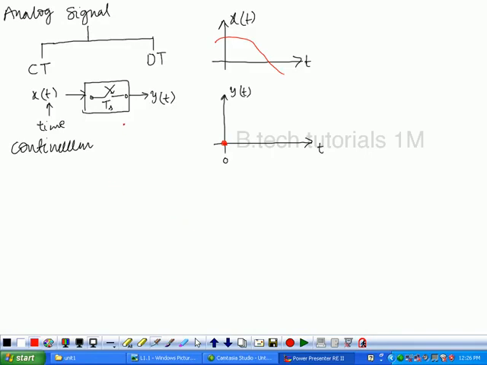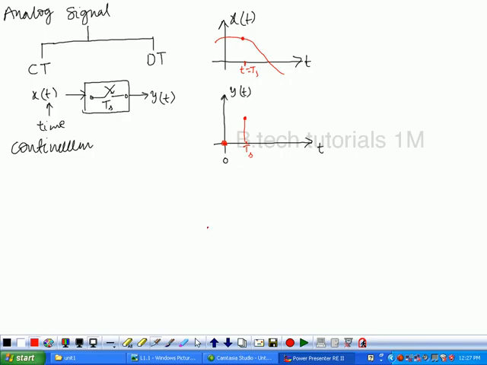Now, close it. Close the switch at t equivalent to Ts. At t equivalent to Ts, the switch is closed. What is the output now? Output is equivalent to input. So here, this is the value t equivalent to Ts. At t equivalent to Ts, what is the input? Input amplitude is this one. So therefore, the same amplitude will appear at t equivalent to Ts. Follow?